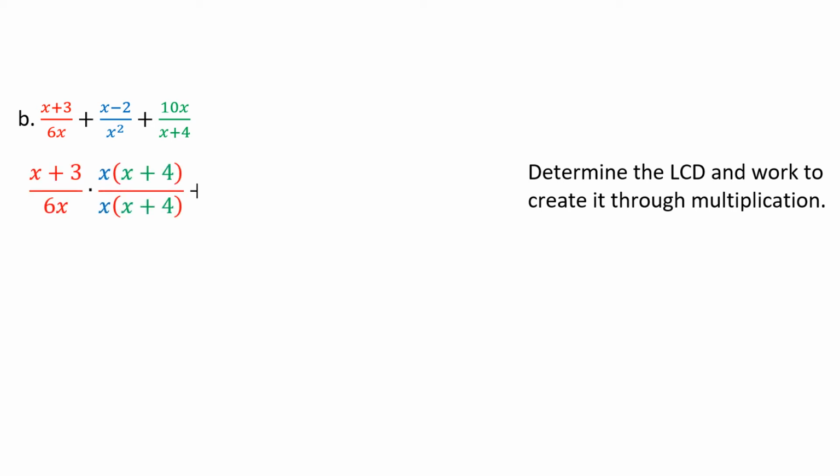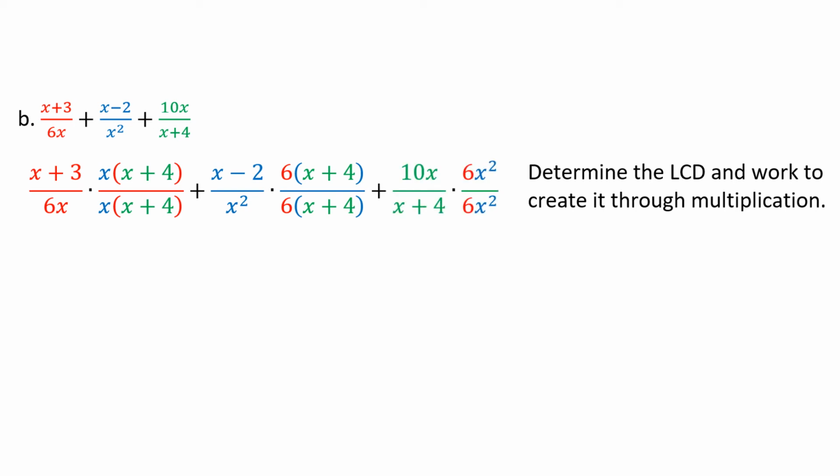When we go to create this, our first fraction, the denominator doesn't have 2 x's, so we need one of those x's from the second fraction, and it doesn't have the x plus 4. So we're multiplying by x and x plus 4 in both numerator and denominator. In the second, we have x squared, but we don't have the 6, and we don't have the x plus 4, so we multiply by those. In the third, we have the x plus 4, but not the 6 or the x squared. So you can see what the least common denominator is going to be.